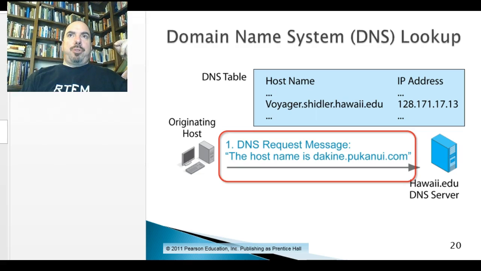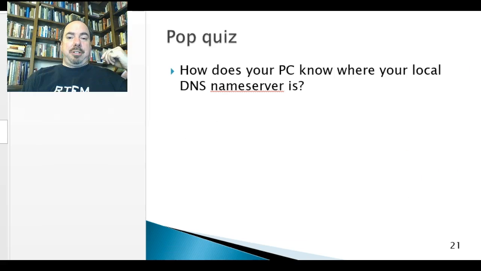unlike DHCP, which has to send out a broadcast address in order to determine where the DHCP server is, DNS already knows where its DNS server is. So the question I have for you is, how does DNS on your PC already know where the DNS server is? And it's something we've already talked about. And that's our pop quiz for the day.